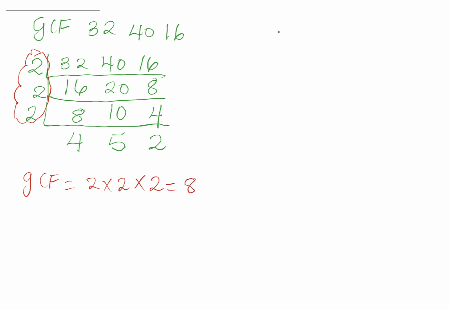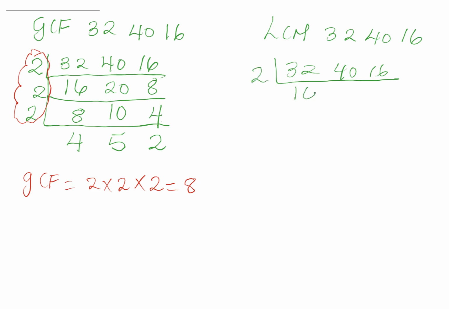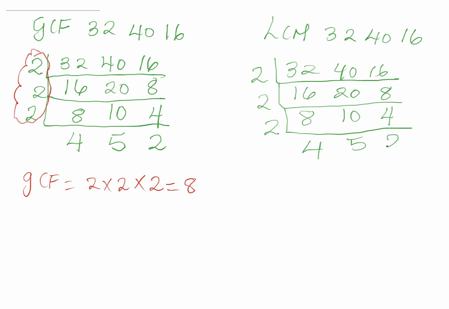When you want to find the LCM of three numbers, now this is where something special comes in. We're still doing the ladder method. So remember when we divided the first time, let's write my numbers again. We divided by 2 and we got 16, 20, and 8. And then we divided by 2 again and we got 8, 10, and 4. And we divided by 2 again and we got 4, 5, and 2. Whenever you're finding the LCM and it's three numbers, and this only works with three numbers, I want you to think of the word shear and peer.